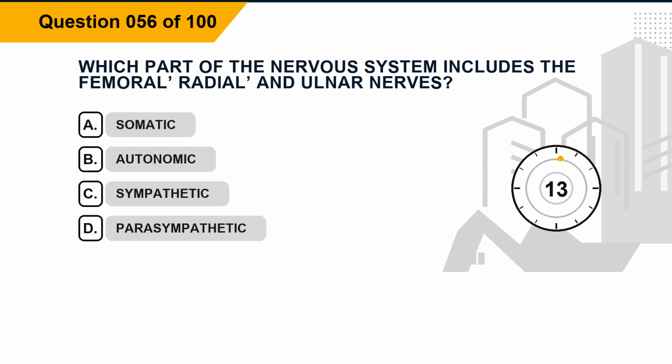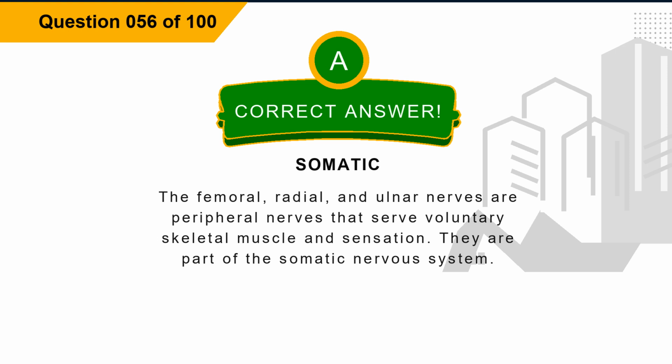Question 56. Which part of the nervous system includes the femoral, radial, and ulnar nerves? Option A, somatic. Option B, autonomic. Option C, sympathetic. Option D, parasympathetic. The correct answer is option A, somatic. Explanation: the femoral, radial, and ulnar nerves are peripheral nerves that serve voluntary skeletal muscle and sensation. They are part of the somatic nervous system.